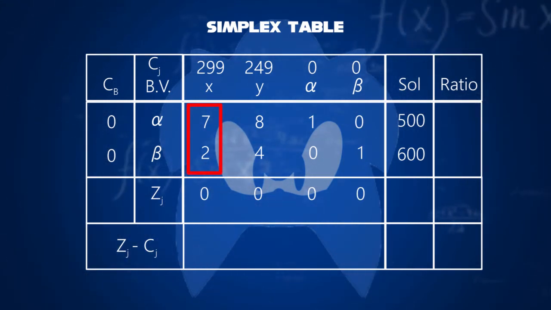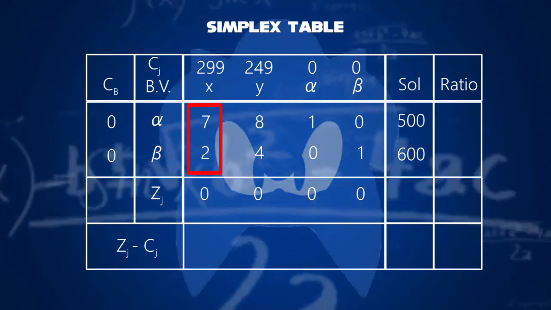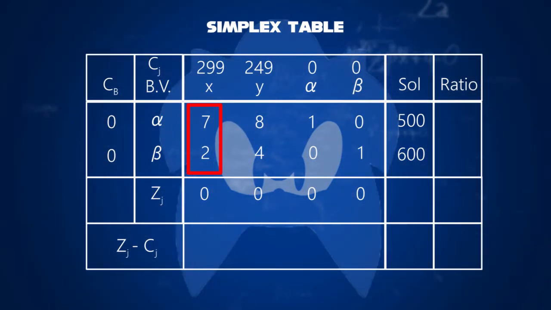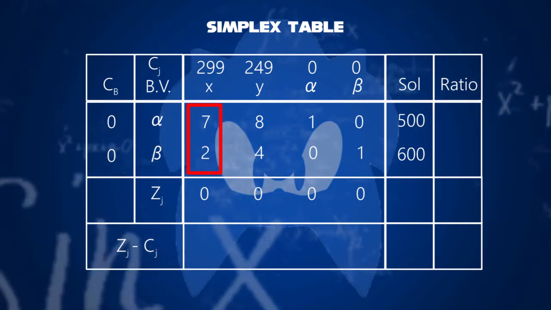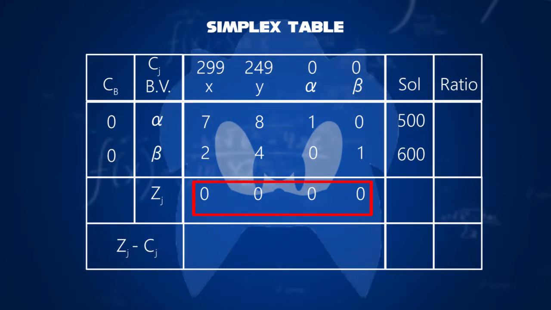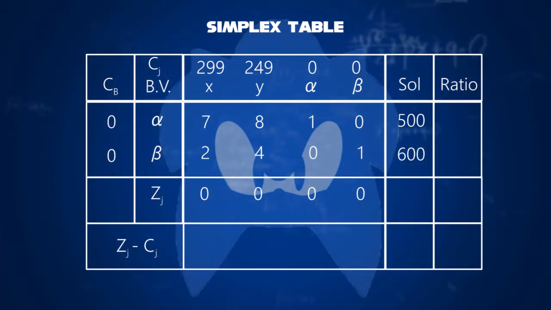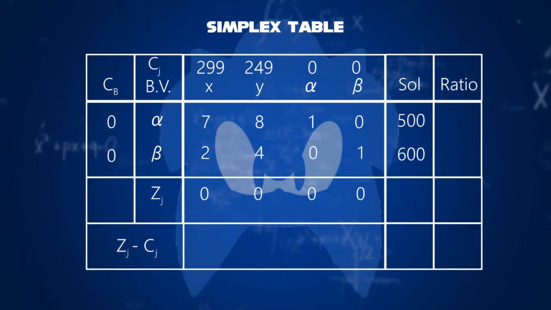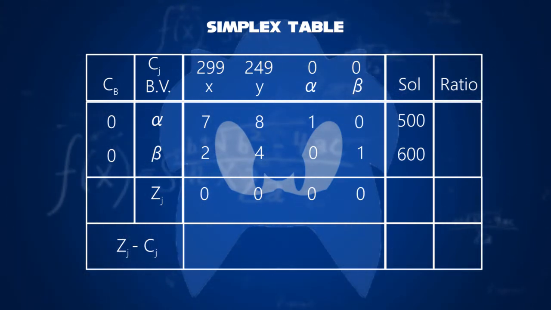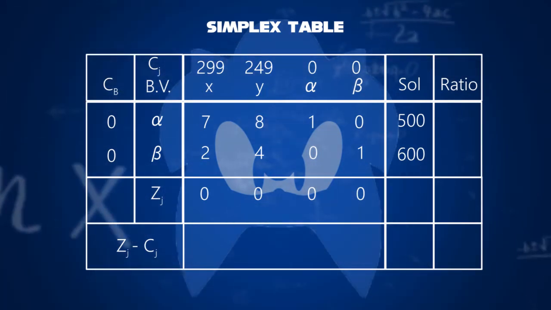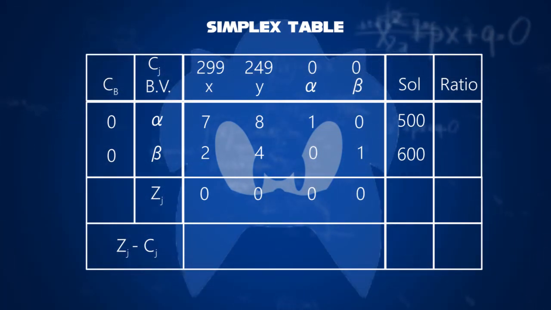First of all, we start with the first column. 0 multiplied by 7, plus 0 multiplied by 2. We get 0 for the first column. Similarly, from the second to the fourth column, we'll include all zeros. This term we denote as zj, which is equal to Cb multiplied by xj, as j is the sequence of 1, 2, 3, and so on, which is used as x, y, z instead.